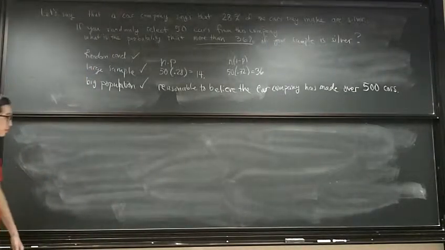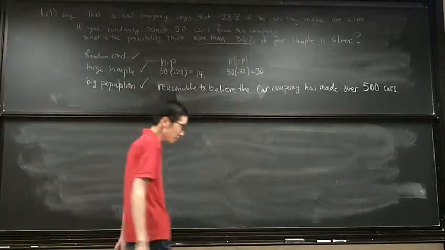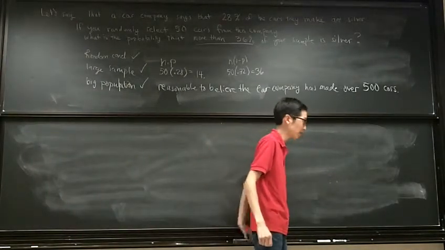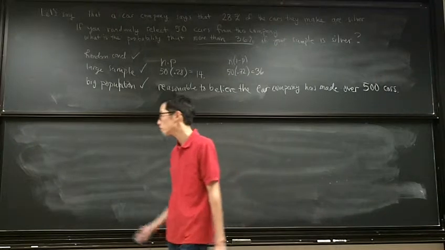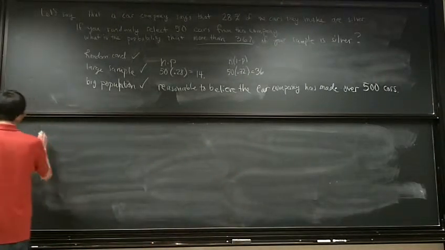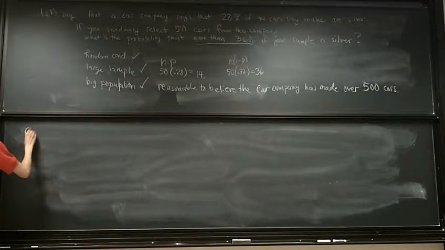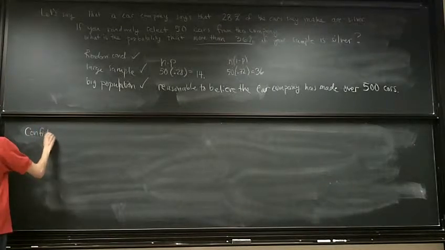So the last bit is we're going to create something called a confidence interval. Okay? So we learned a little bit about sampling distributions. Now we're going to make something called confidence intervals.